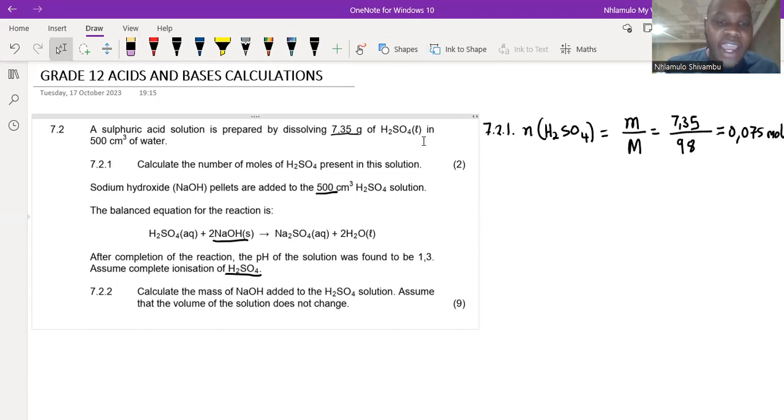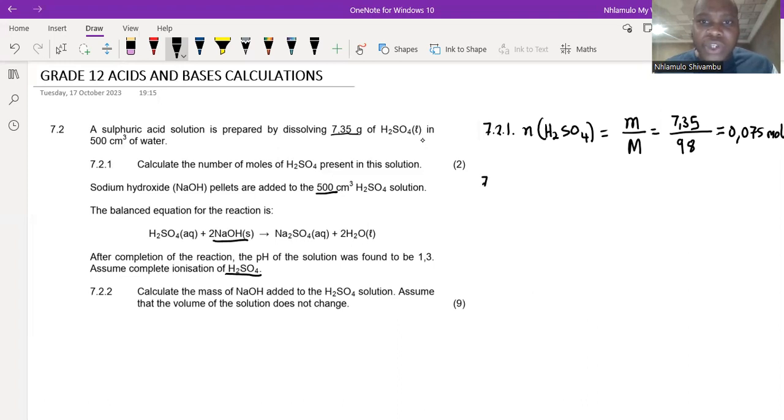Calculate the mass of NaOH added to the H2SO4 solution. So we want to calculate the mass of NaOH that was added to the solution. Assume that the volume of the solution does not change. They're saying we need to assume that as the reaction progresses, the volume of the solution does not change. So when we do the RICE table, we need to locate the NaOH that is needed there. So let's quickly start with our RICE table. So it's 7.2.2.